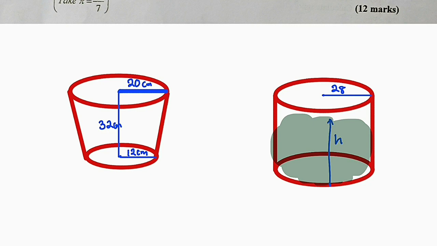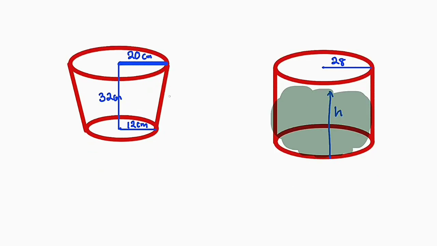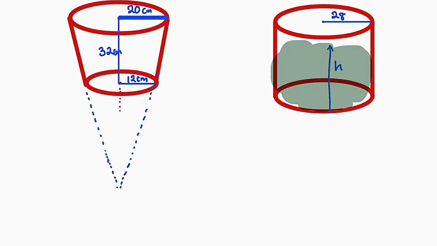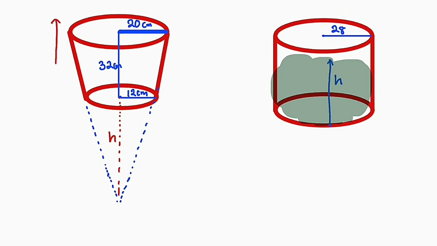So we need to find the volume of this water first. This is a frustum, and to find the volume of a frustum, we need to sketch a cone. And this is the height of the cone. So if we should call this height of the cone, what will be the entire height of this big cone?